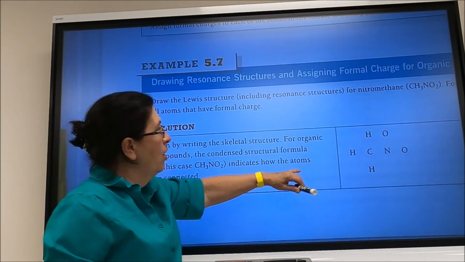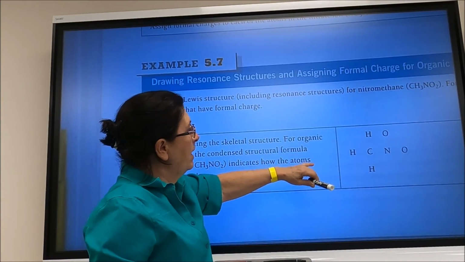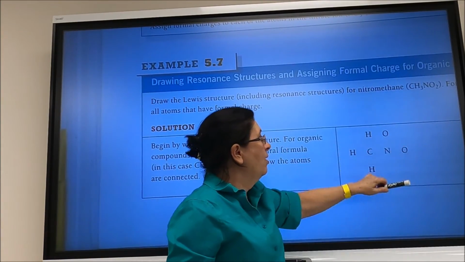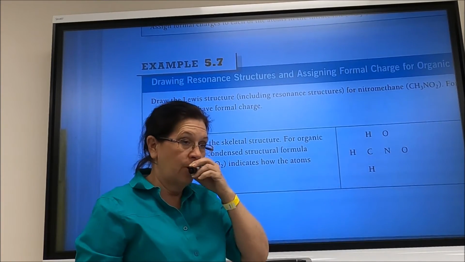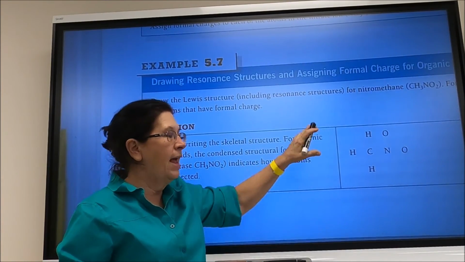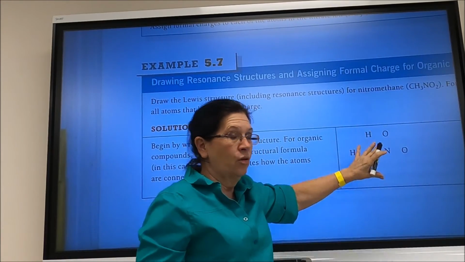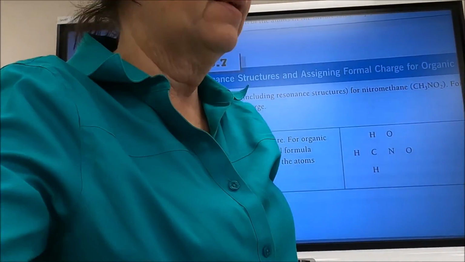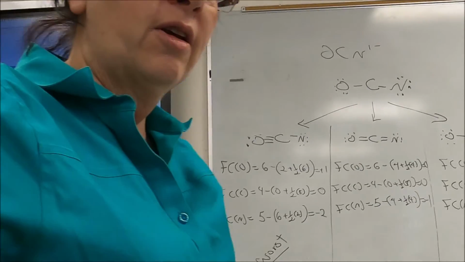So if we look here, we have CH3NH2. Here is its skeletal structure. Let's see if we can do the Lewis dot structure for this guy, starting from its skeletal structure. Okay? So let's look at it.